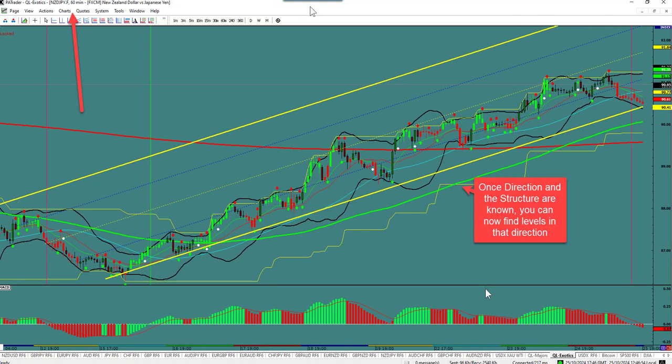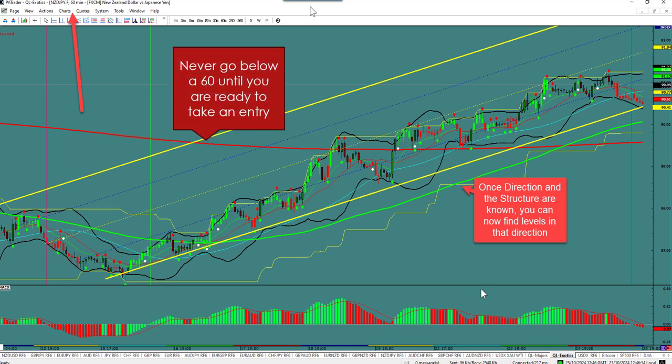So now I go down to the 60-minute chart, as you can see here, and once direction and the structure are known, you can now find levels in that direction. In other words, you can't find the levels until you know which direction to go look for them. So we never go below a 60 until we're ready to take an entry.